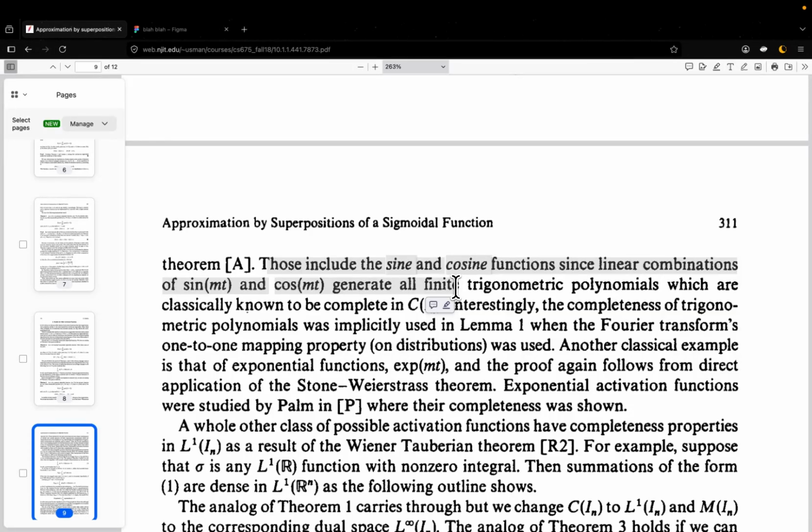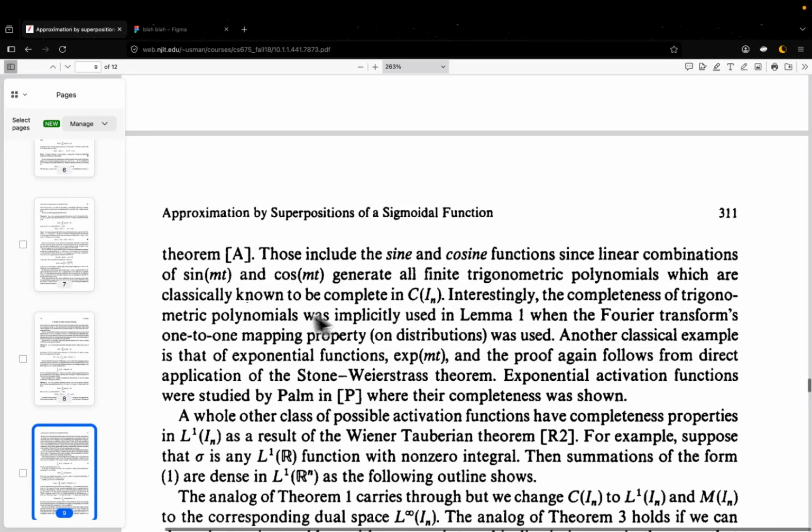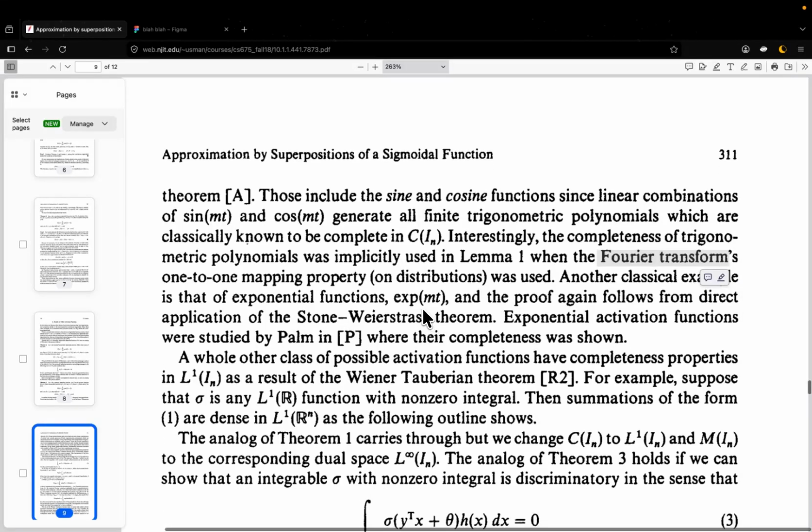The Fourier transformation guy has actually proven that trigonometric polynomials, which are classically known to be complete. Interestingly, the completeness of trigonometry was implicitly used in lemma and Fourier transforms. Another classical example is that exponential functions are complete, and the proof again follows from direct application. We basically proved it for exponentials when we were using Fourier transformation.